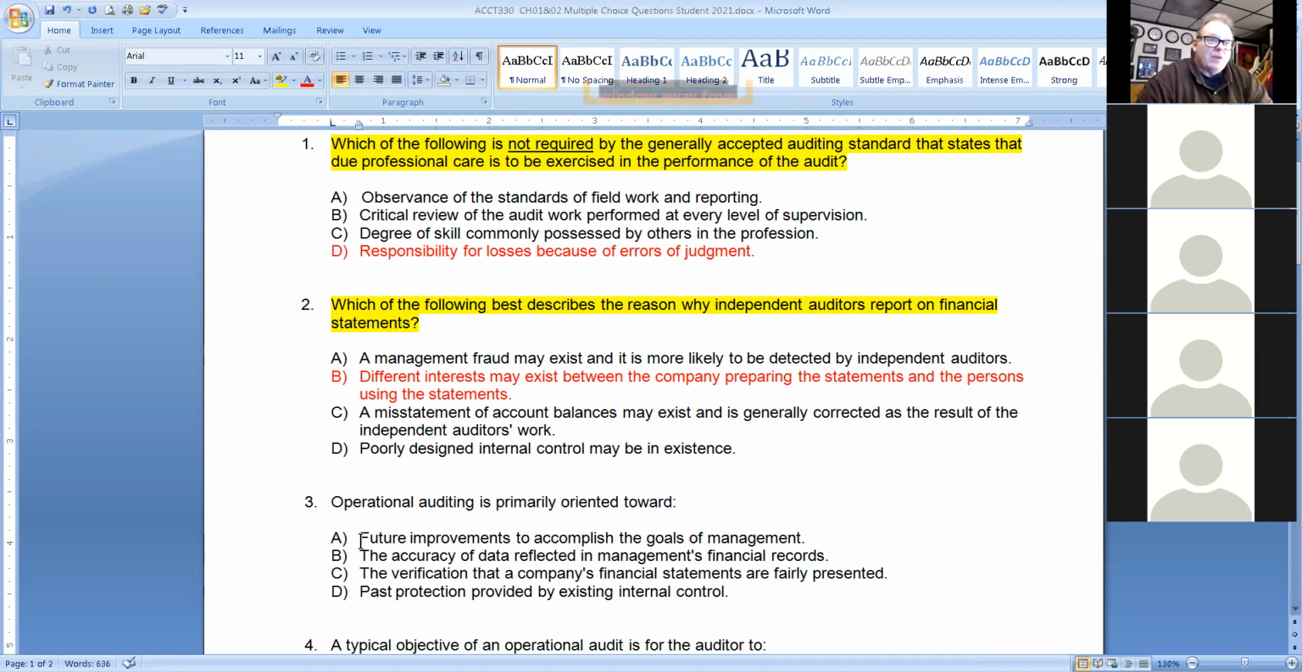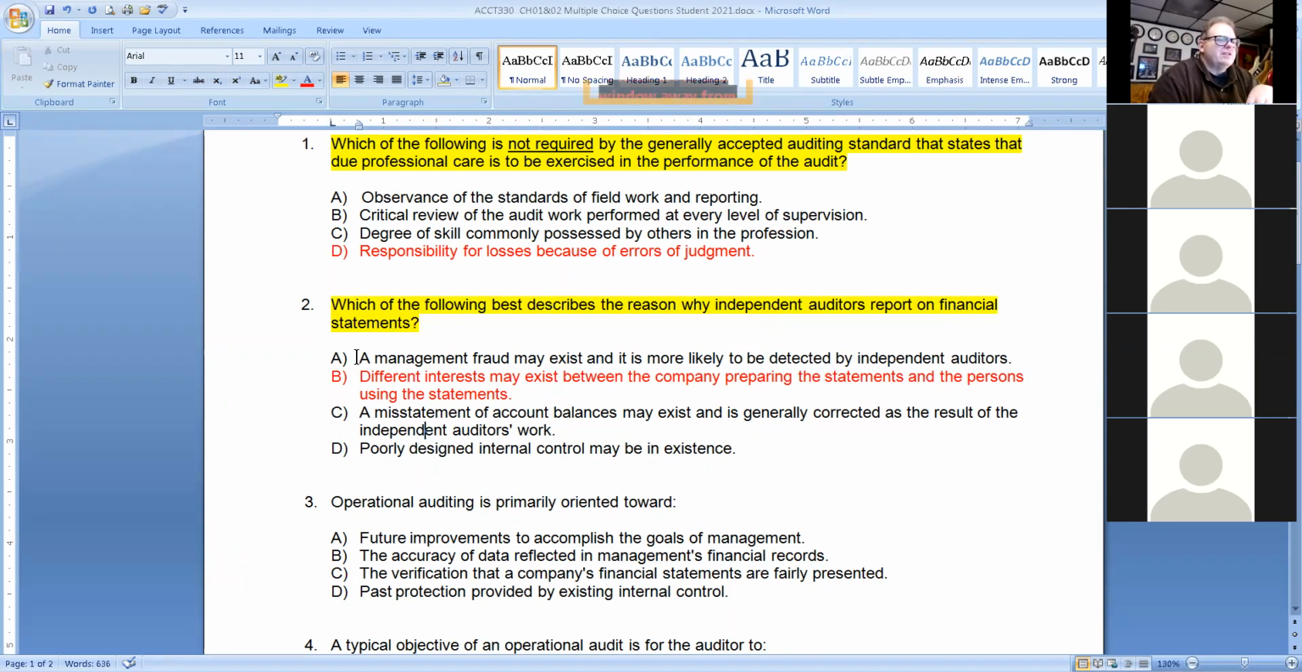Oh, by the way, another thing about the CPA exam that is important is that you are told to pick the best answer. The actual instructions are to pick the best answer. So there may be more than one correct answer, but you're told to pick the best answer.